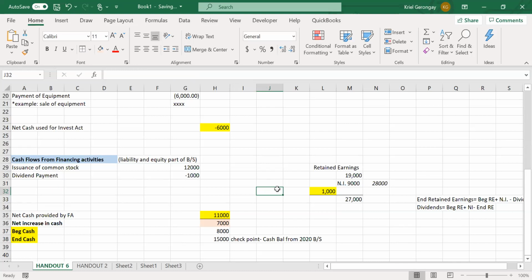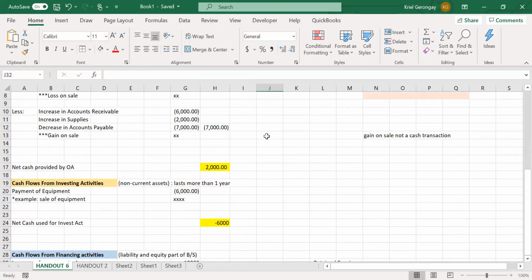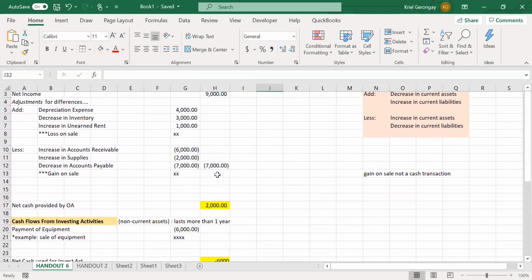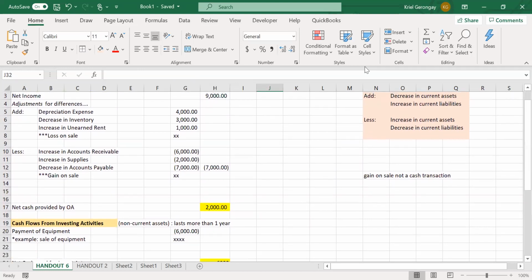You guys have any questions? Can you scroll back up to the investing part where you gave an example on the loss or gain of a sale? Mm-hmm. So you said if it's a loss, you add it, and if it's a gain, you subtract it. Yeah. Okay.